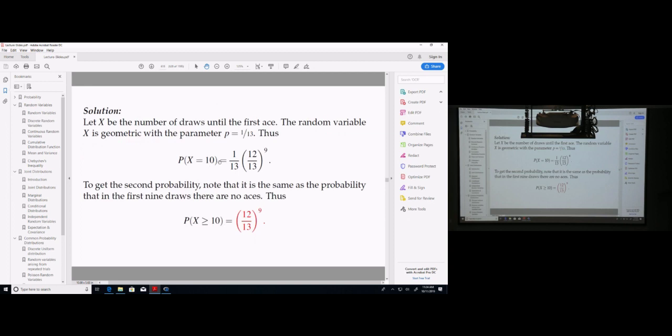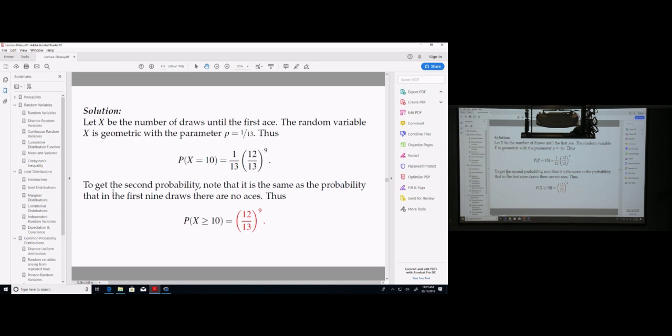And in order to have exactly 10 trials, the 10th trial is reserved for success, which is 1 over 13. And then the previous 9 trials are all failures, so it is 12 over 13 to the power 9. A more intuitive way of writing it would be 12 over 13 to the power 9. You take care of the front part and then multiply by the very last one, 1 over 13, which is your success.